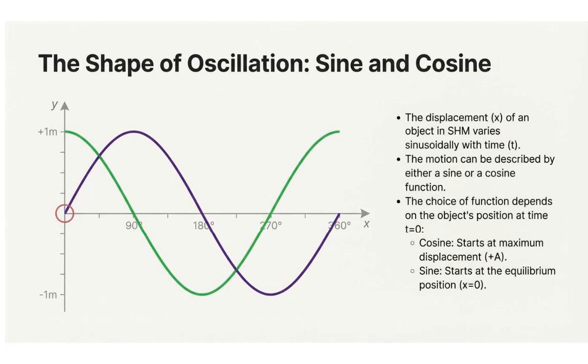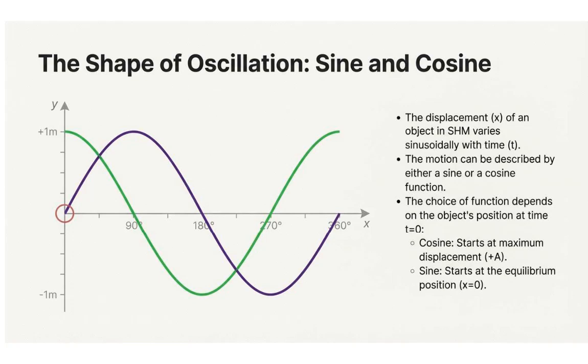In simple harmonic motion, the position of an object moves back and forth over time in a smooth, wave-like pattern that can be described using sine or cosine functions. This graph shows how displacement changes as time progresses, with the cosine function starting at its highest point, representing maximum displacement, while the sine function begins at 0, representing the object's equilibrium position.